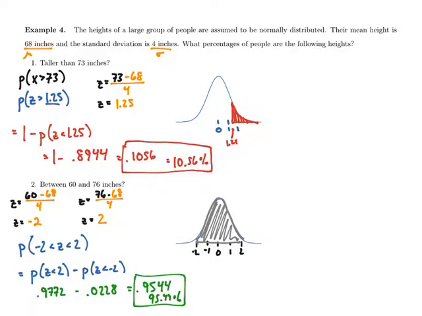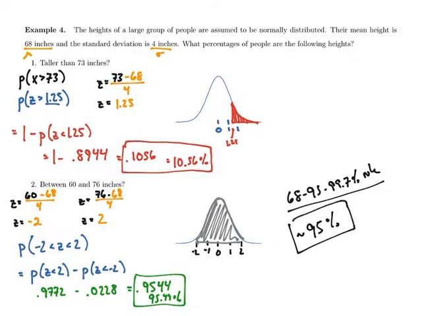And this is where we actually didn't have to do this. We knew from our 68, 95, 99.7 rule that this is going to be about 95%. It's not exactly 95%, it's 95.44%, but about 95% are within 2 standard deviations of the mean. So that could have been a shortcut in that problem. That would have been fine.